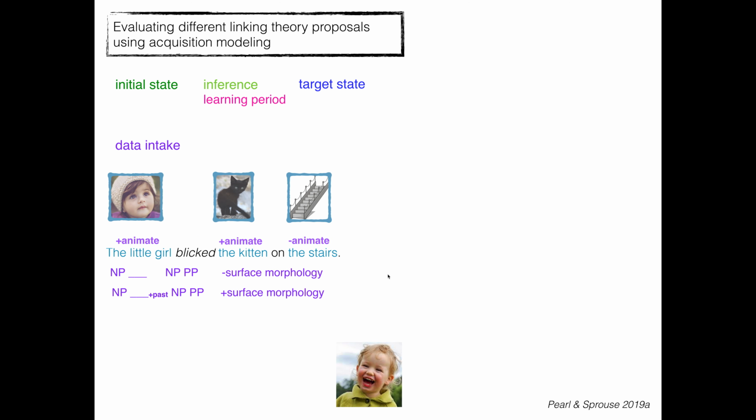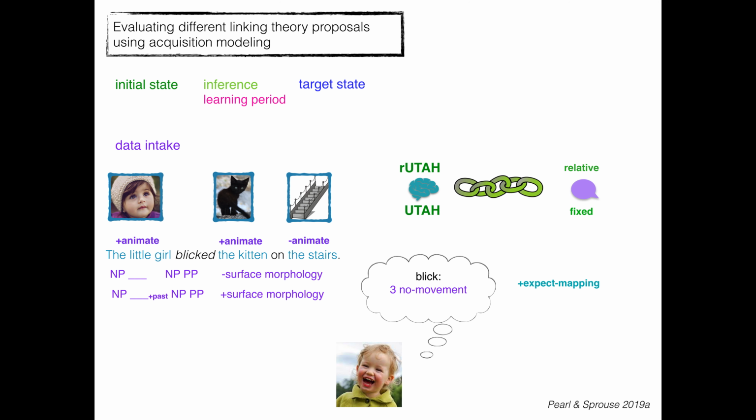Also in the data intake are the animacy of our arguments. So again, girls and kittens are animate and stairs are inanimate. Children are going to be sensitive to this. And then we're going to have our linking information, right? So in this case, if we have an expectation of a mapping already, then this would be an example of no movement, right? Everything is kind of where we expect it to be. Versus if we don't yet expect a mapping, we're going to have the child extract the more detailed distribution of those thematic representations with respect to syntactic positions, either under a fixed representation or under a relative representation.